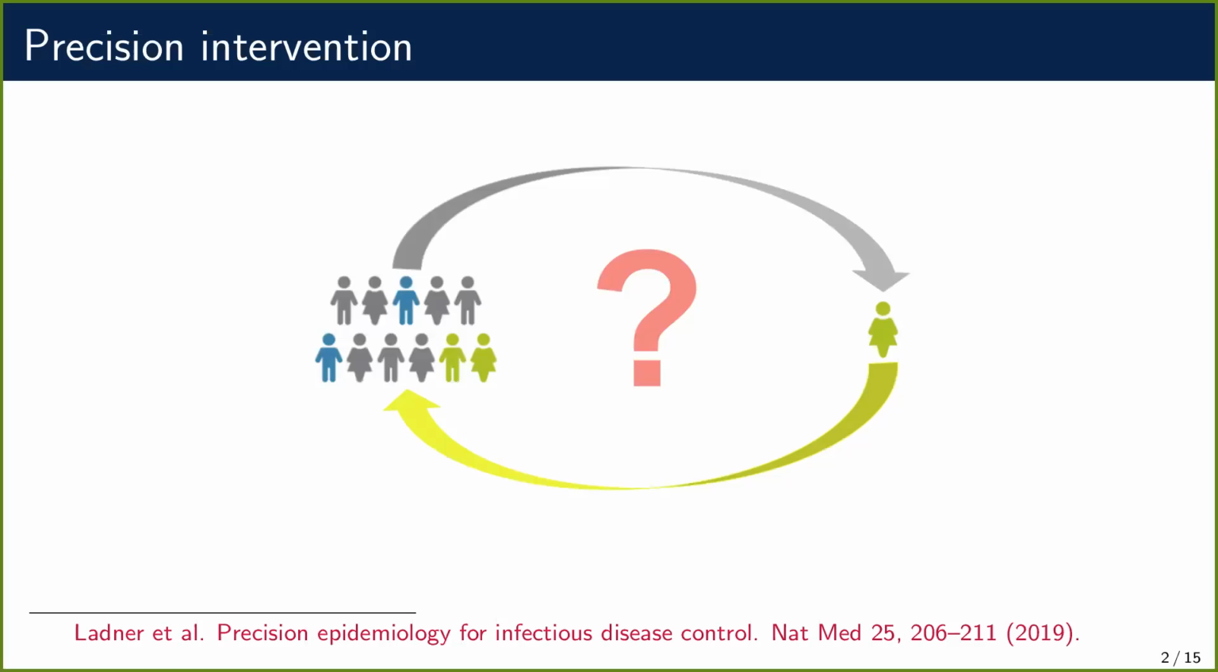But first, let me start by the end, and let me provoke and challenge you to think about how to enable precision intervention at individual level and at population level, making epidemiological data more interpretable. Why? Because interventions are very important if you want to be ready for future outbreaks.